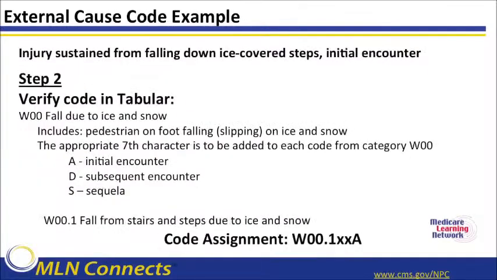Note on slide 45, codes in category W00 require a seventh character. This is an initial encounter, so the appropriate seventh character is A. Since W00.1 only has 4 characters, and the A must appear in the seventh character position, this is an example of a situation when the placeholder X should be used. Insert 2 X's after the 1 to create 6 characters and then add the 7th character A at the end for a final code of W00.1XXA.